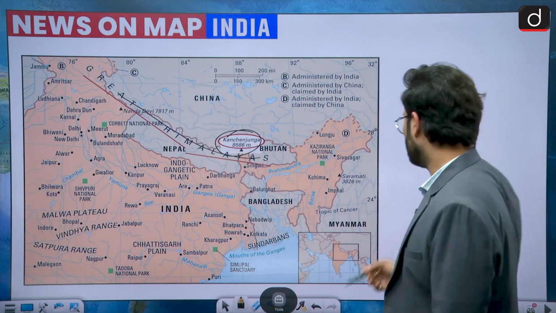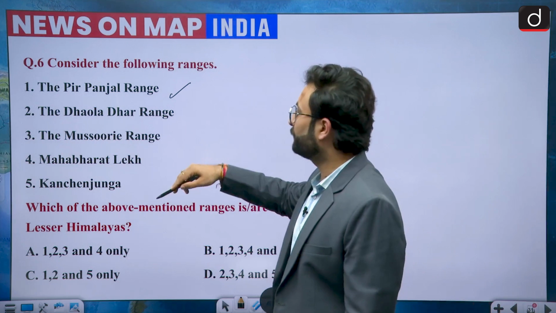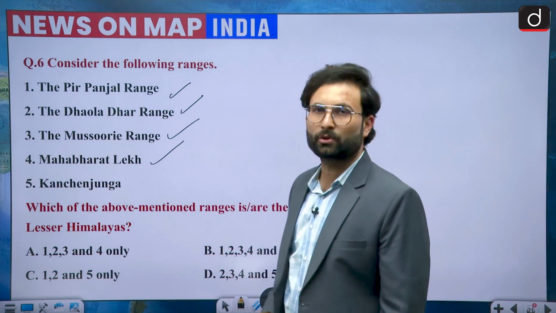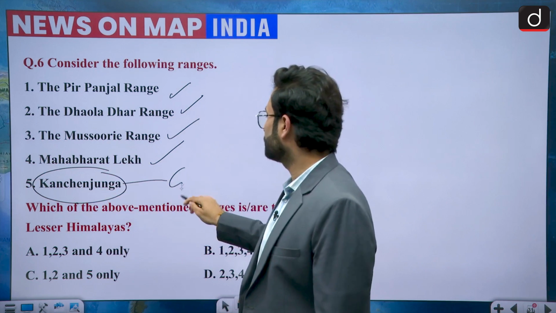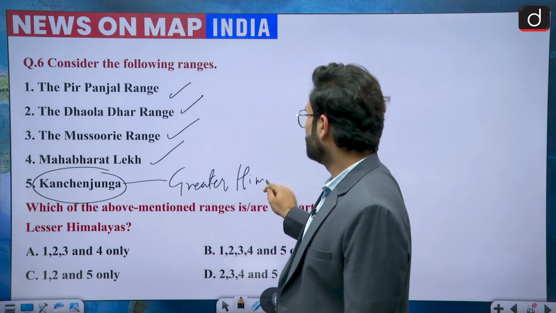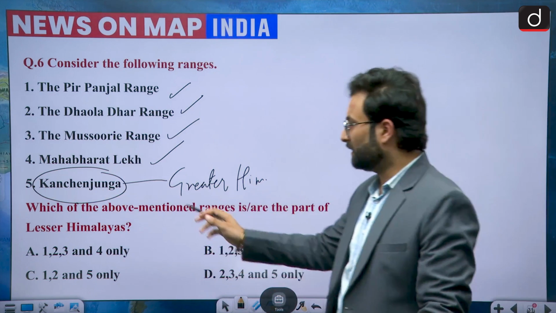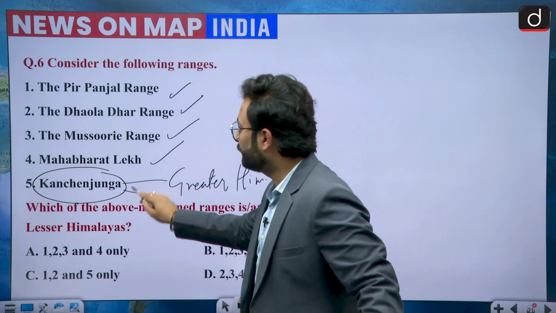So now coming to the question here, as we have seen, Pir Panjal is part of your Lesser Himalayas, Dhauladhar is part of the Lesser Himalayas, Mussoorie and Mahabharat are also part of it, and Kanchenjunga is part of your Greater Himalayas. So we can say that the Greater Himalayas are not part of the Lesser Himalayas. That is why Kanchenjunga is not part of your Lesser Himalayas. So we'll eliminate the fifth one.